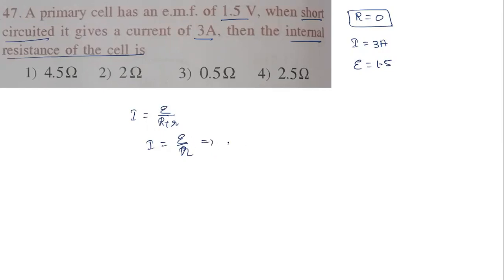So from this equation, I can take r = E/I. E is given as 1.5. The current is 3 ampere. So it will be 0.5 ohm, right? So the third option is the correct answer. That is question number 47.